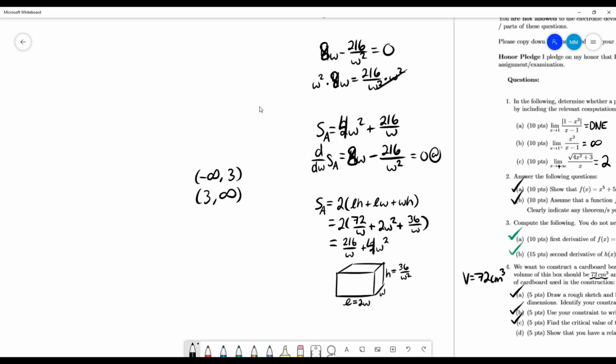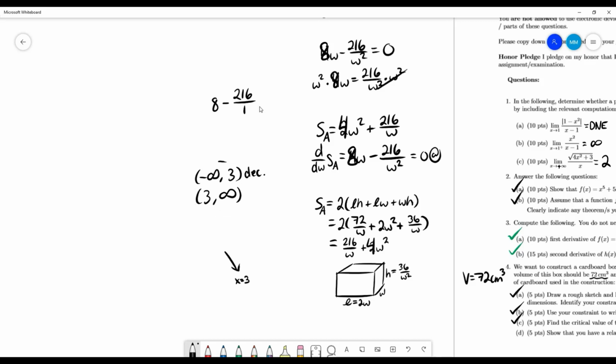So now we're going to do what we always do. I want to see if it is increasing or decreasing in these intervals using my first derivative test. Let's try plugging in a 1, right? Because that's on this interval. Plugging in a 1, I'm going to get 8 minus 216 over 1 squared. So it's 8 minus 216, which is definitely negative. So this is decreasing, and it's going to look something like that.